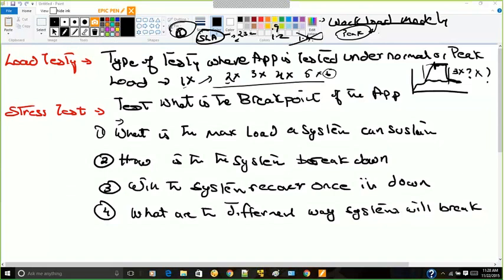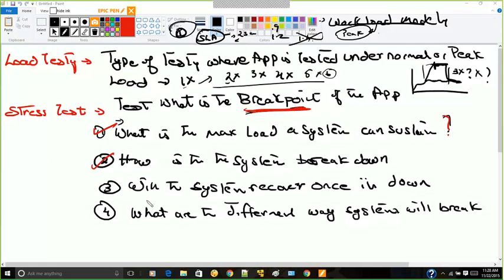So these are the questions that we will be addressing when we are working with stress test. What is the maximum load the system can sustain? We will address this because we are going to stress the system and find out where the breakpoint is. How is the system breaking down, and which part of the system breaks down first? Those things we are going to find out using this stress test.